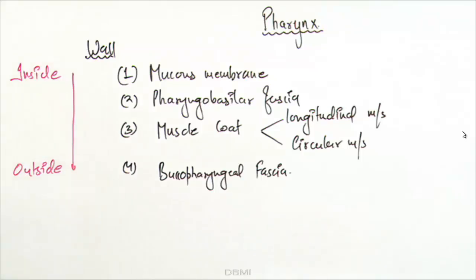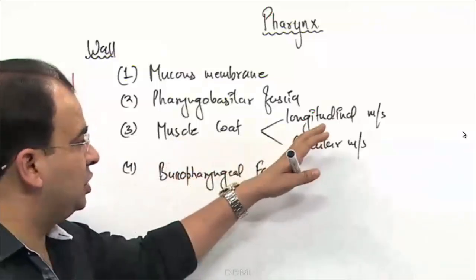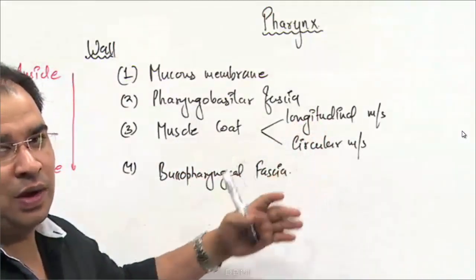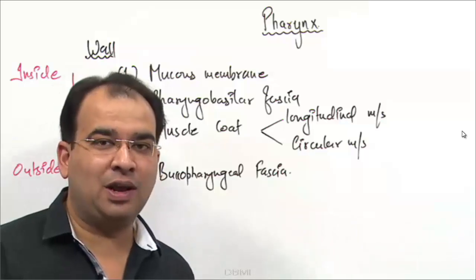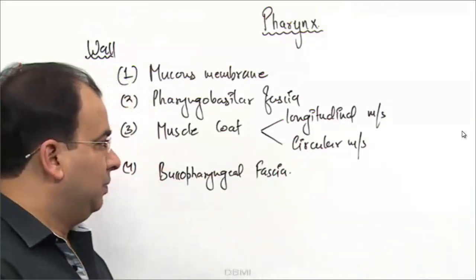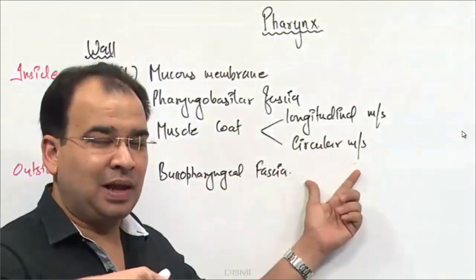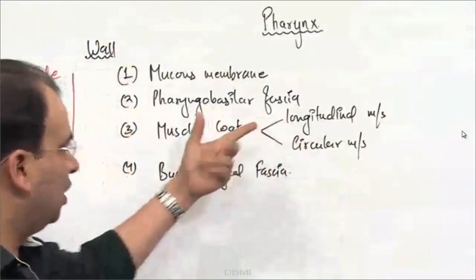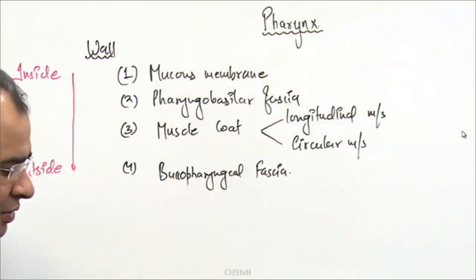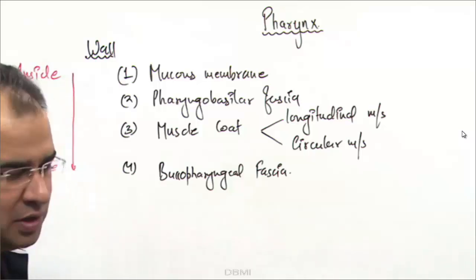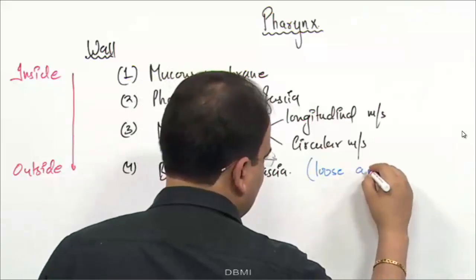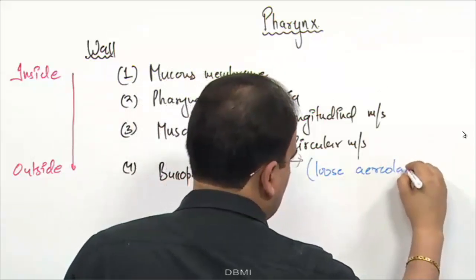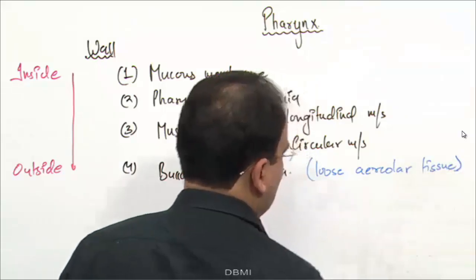So from inside to outside we have mucous membrane, pharyngobasilar fascia, then we have the muscle coat, and in the muscle coat we have inner longitudinal and outer circular. Pharynx is one region where the circular muscle is present outside and the longitudinal muscle inside. If you look anywhere else in the GIT, if you take a section of esophagus or stomach, you will see circular muscles present inside and longitudinal muscle present outside, but not in the case of pharynx. And then we have buccopharyngeal fascia. What we know about buccopharyngeal fascia is that it is a loose areolar tissue. That's what we said yesterday.